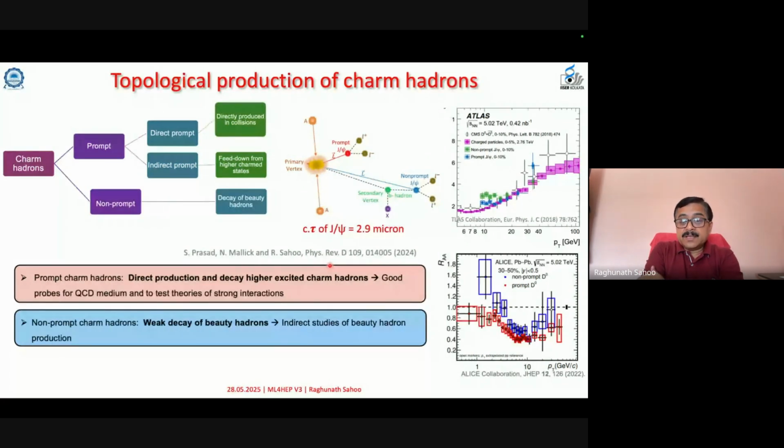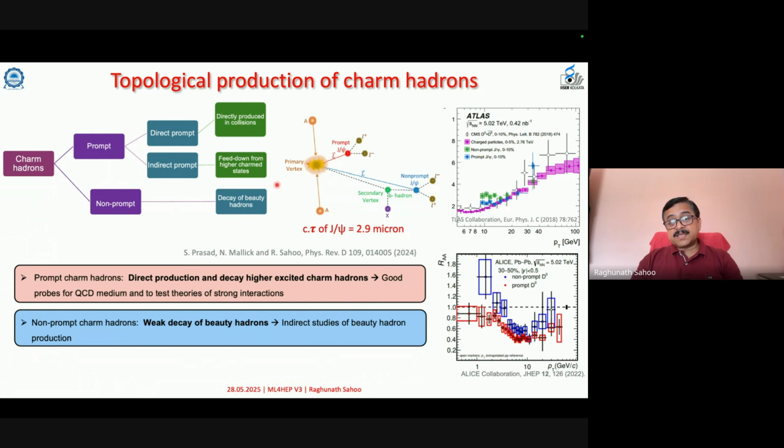Let me define this prompt versus non-prompt J/psi. So I have 4 hadrons. In the prompt sector, I can have direct prompt coming from the perturbative QCD processes, and these are produced directly in the collisions. There are indirect prompts which are coming from the feed down of the higher states of charmonia, and non-prompts are those which are actually produced through the weak decay of beauty hadrons.